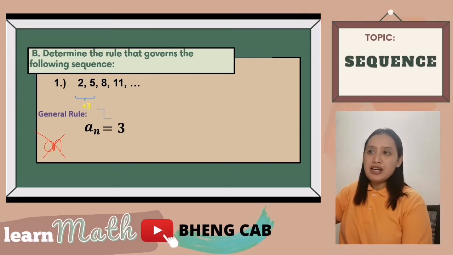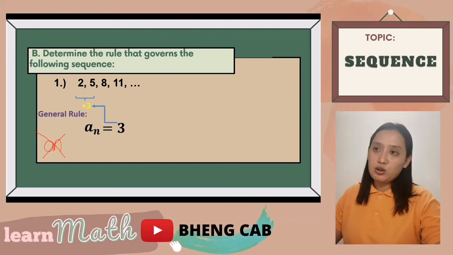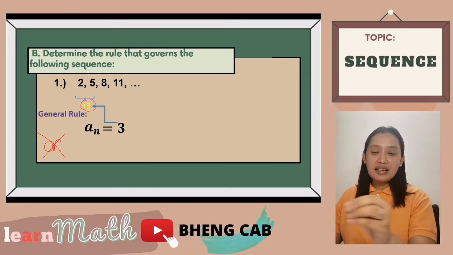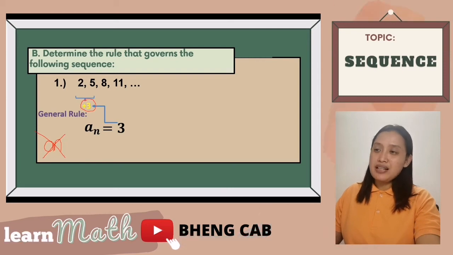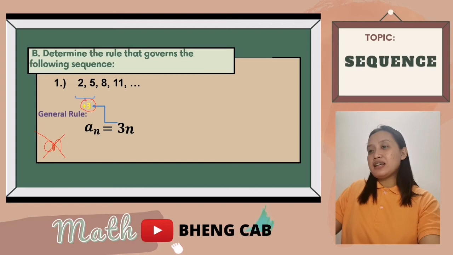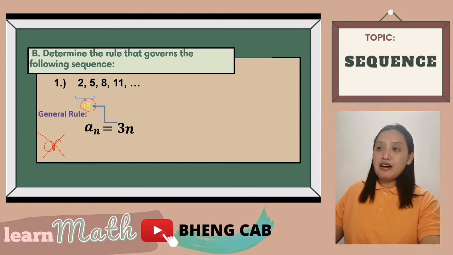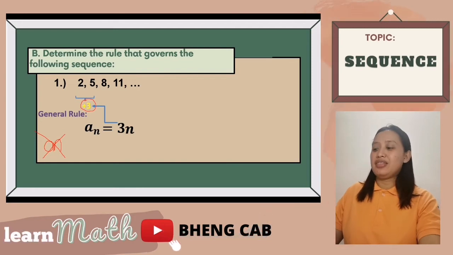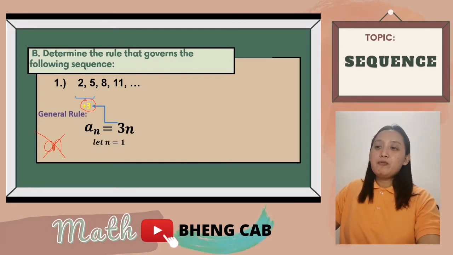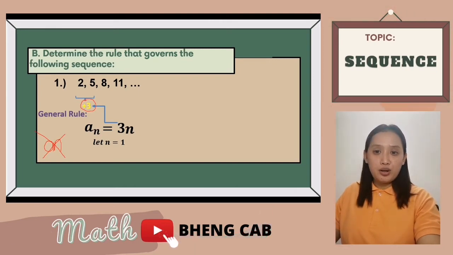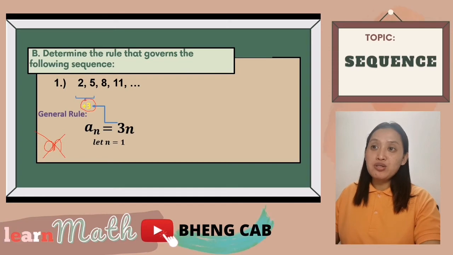Ma'am, saan po galing yung 3? Yung 3 ay nanggaling dito. Okay, so dahil alam mo na ang rule natin ay, ang pattern natin ay nag-add tayo ng 3, we can use it here, plus 3. Then, we can have n. So, ang ating literal coefficient dito ay yung n na meron tayo dito. Sub n. Okay? So, if we let n equals to 1, ma'am, eto na po ba ang ating general rule? Ite-test natin kung ito na ba yung general rule natin.